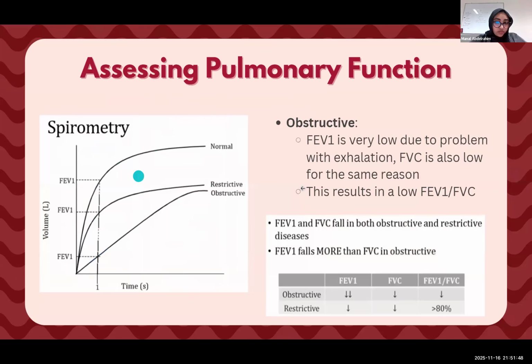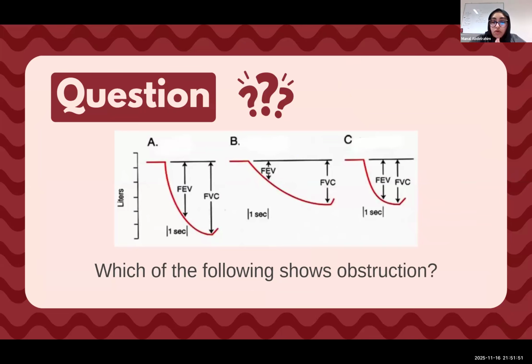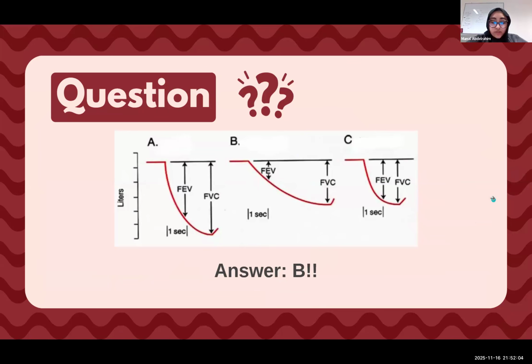And this is a question. This question has been repeated in so many exams. So can someone tell me which one shows obstruction? B. Two people mentioned B in the chat, and that is correct. So which one would be restrictive? Which one is normal? C is restrictive, correct, and A is normal, correct. So they look the same, it's just that there's a decrease. So yeah, and I think this is it.